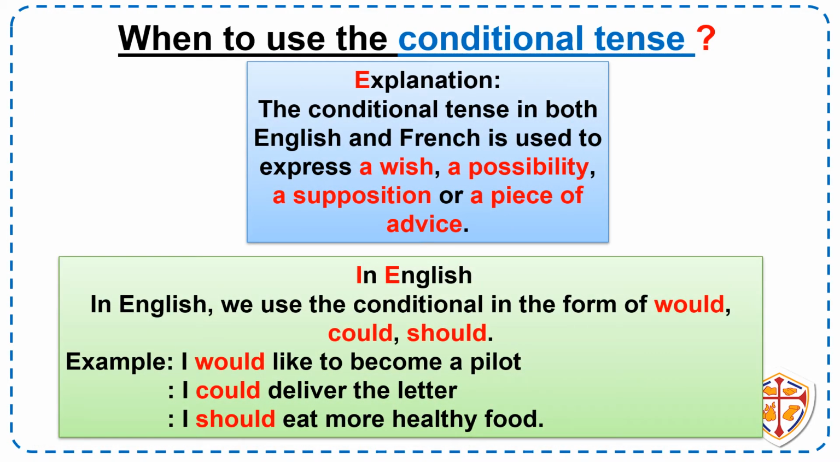When do we use the conditional tense? In both English and French, the conditional tense is used to express a wish, a possibility, a supposition, or a piece of advice. You must have come across the conditional tense in English in the form of would, could, and should. Example, I would like to become a pilot. I could deliver the letter. I should eat more healthy food.